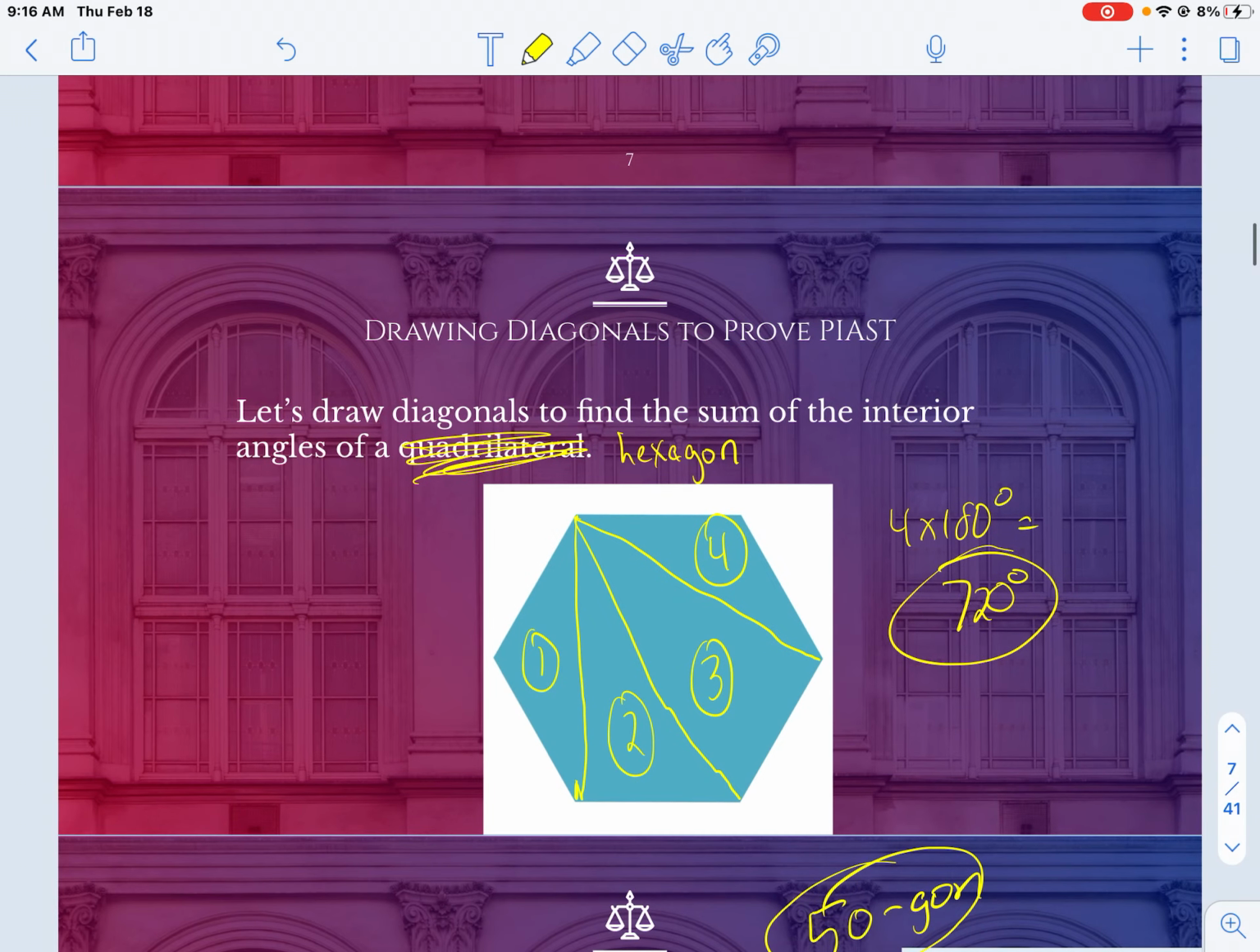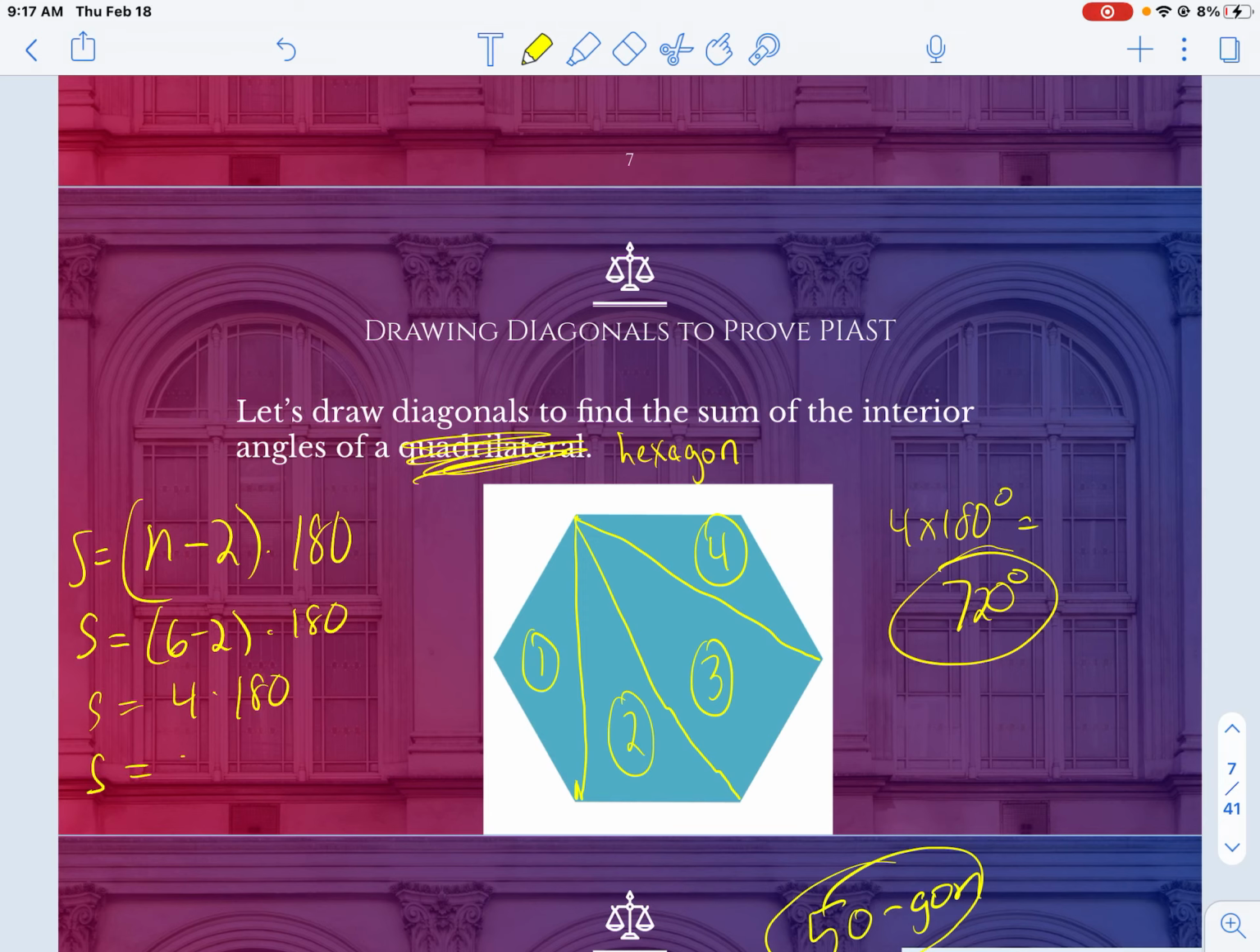So let's go back. If we use the formula (n minus 2) times 180, that's the sum, which is what we're trying to find. A hexagon has 6 sides. We do 6 minus 2 times 180. We get 4 times 180, and that gives us a sum of 720. And that's the same thing we got here. So you could draw diagonals, or you could use this formula right here. That's a bit easier to use to find the sum of the interior angles of a polygon.